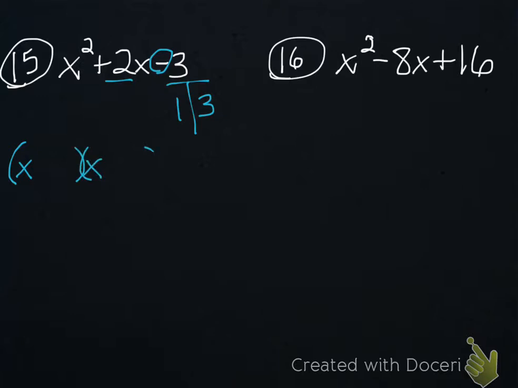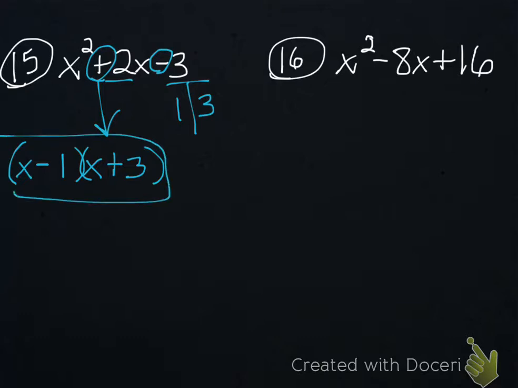X is in front, numbers at the end. I have a 1 and a 3. The bigger number is always going to get the same sign as the middle. Because the constant is negative, I know that the other factor has to be the opposite sign, which is negative. So I have x minus 1 and x plus 3.